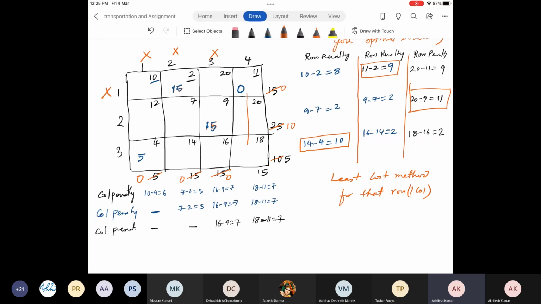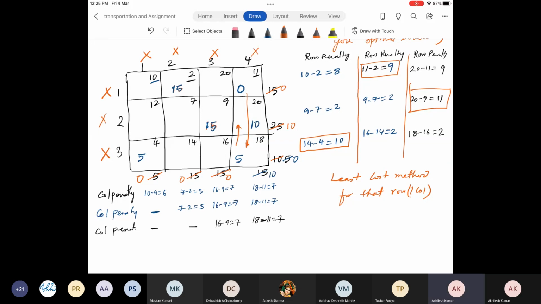Next, smallest cost is 18. How much we can allocate here? 5. So 5 becomes 0. This becomes 10. Allocate 5. Cross out this row. And finally, whatever is left, you can put it here, which is equals to 10. Cross out everything.